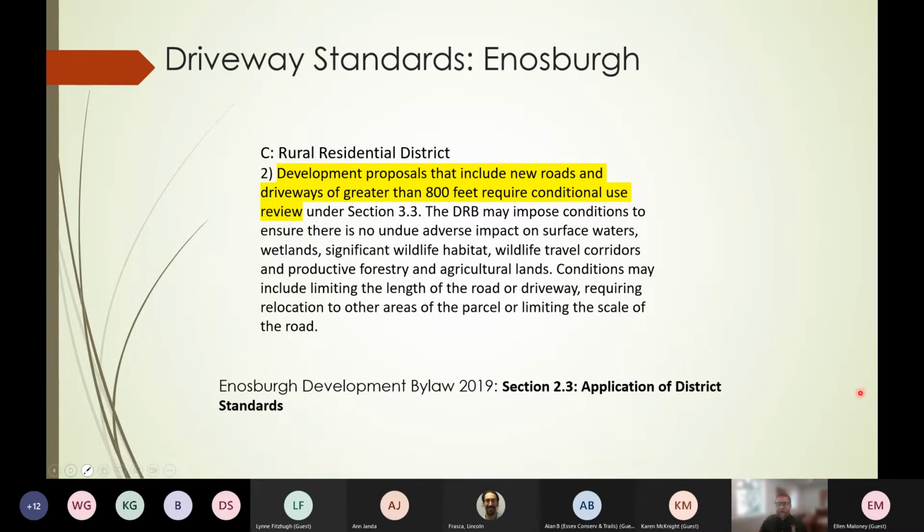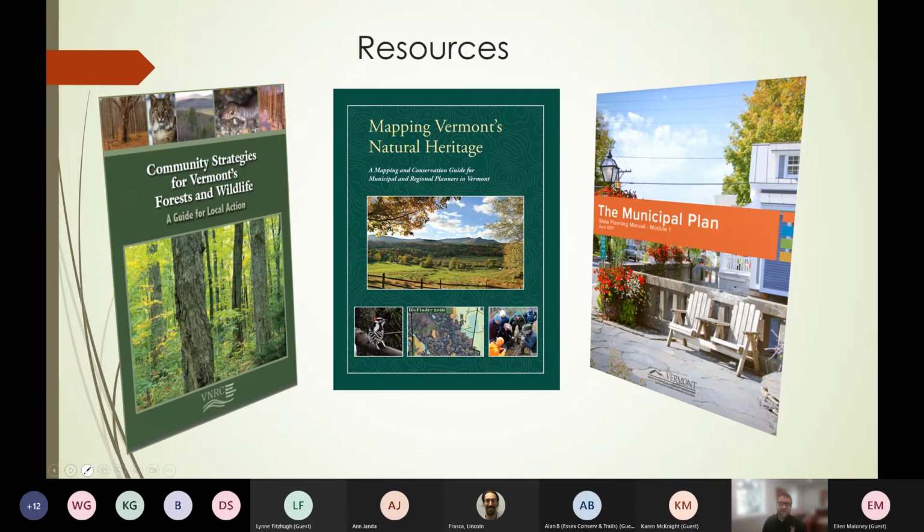Okay, now there are a variety of resources that I want to share with you. At left is a book by Vermont Natural Resources Council. VNRC staff are actually on the webinar today, and this is an excellent publication, Community Strategies, that has a separate chapter for each of these different regulatory and non-regulatory tools for addressing forests and wildlife. So that's a great one to get into chapter by chapter to learn more about the tools.